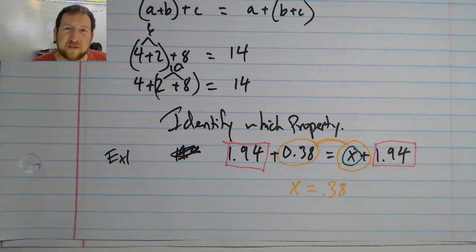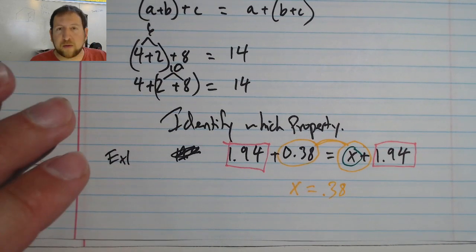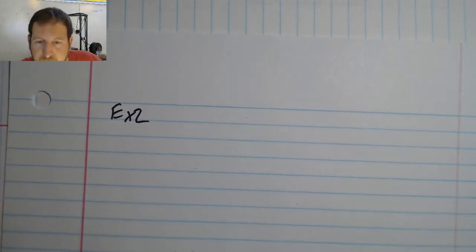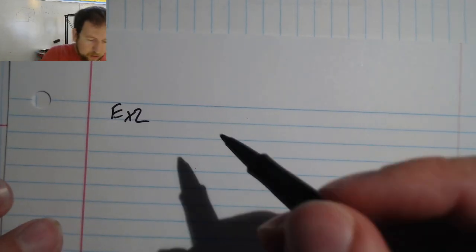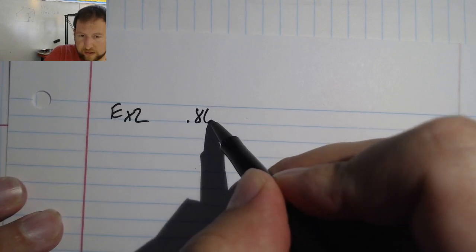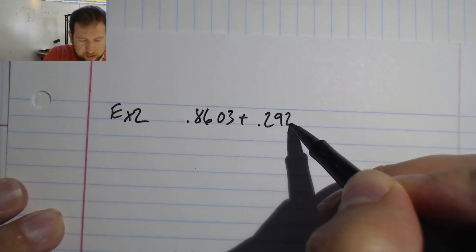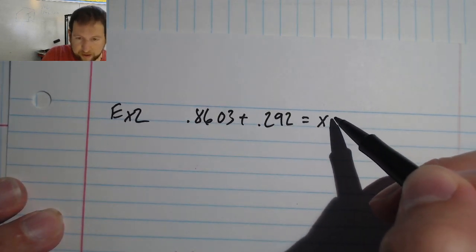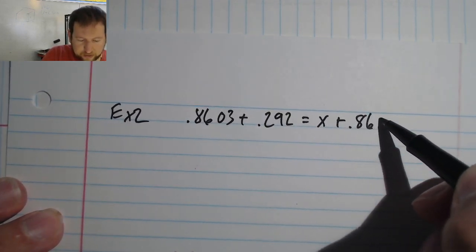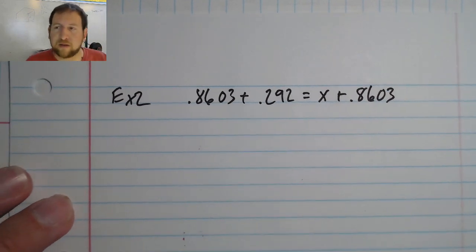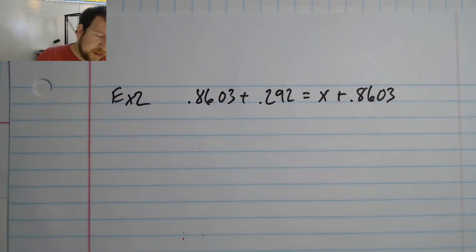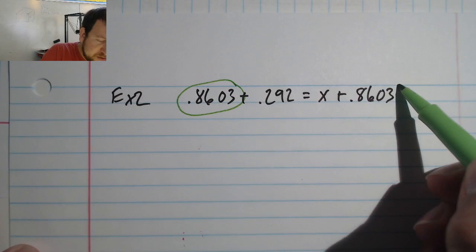Okay, I'll do one more of these if you're like, what just happened? Otherwise, go ahead and go on if you're pretty confident. Let's look at this one. We have 0.8603 plus 0.292 equals x plus 0.8603.